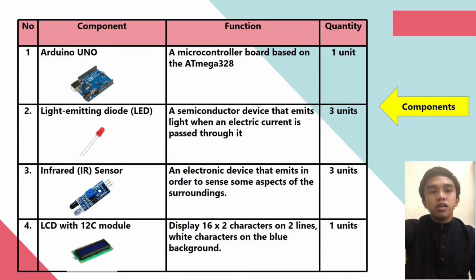For the third one is infrared sensor or IR sensor, an electronic device that emits infrared in order to sense some aspect of movement of its surrounding. It will detect our movement as a human, car, or other object. Next is LCD with I2C module. It contains 16 times 2 characters on 2 lines, white characters on the blue background.